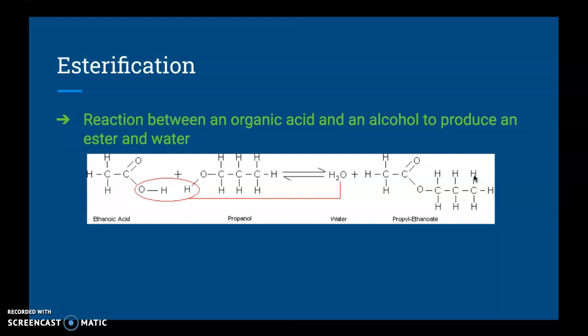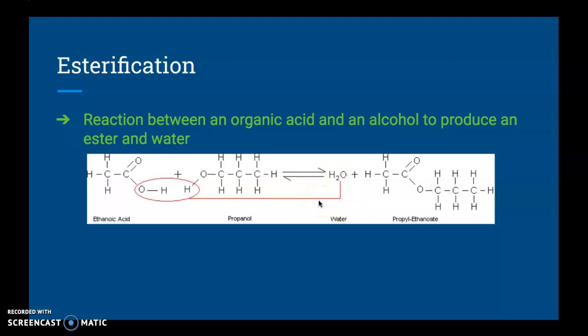Esterification, this is a reaction between an organic acid and an alcohol to produce an ester and water. So here we have an example with ethanoic acid. We know it's ethanoic because we have 2 carbons and we have that organic acid functional group. And then over here we have propanol. We know it's propanol because we have 1, 2, 3 carbons and we have the OH group coming off. The hydrogen on our alcohol and the OH group on our acid combine to make the water, as we can see in the picture.